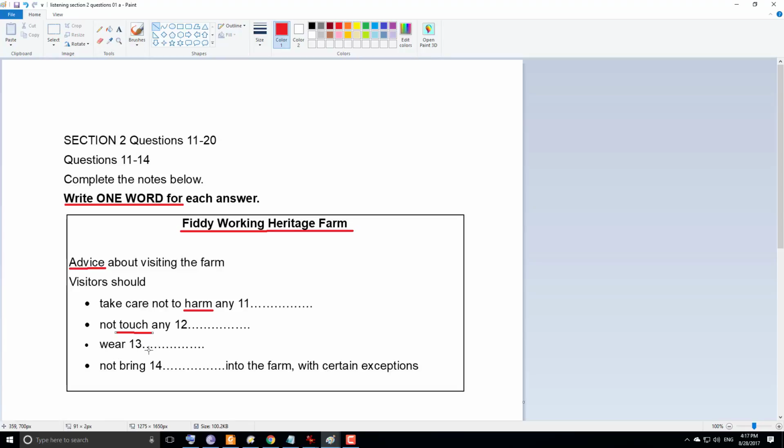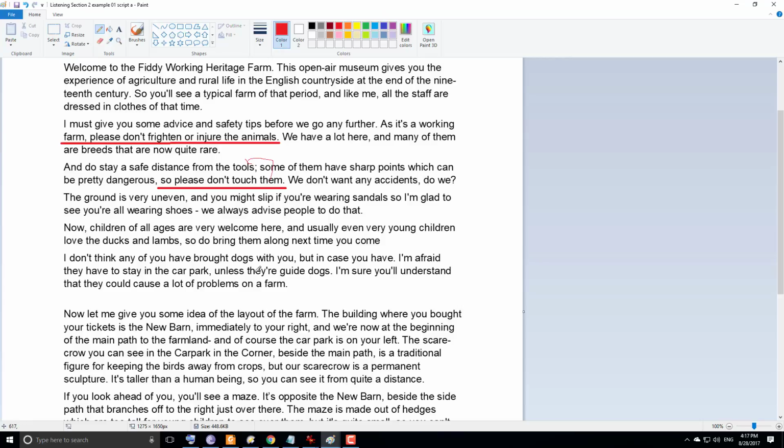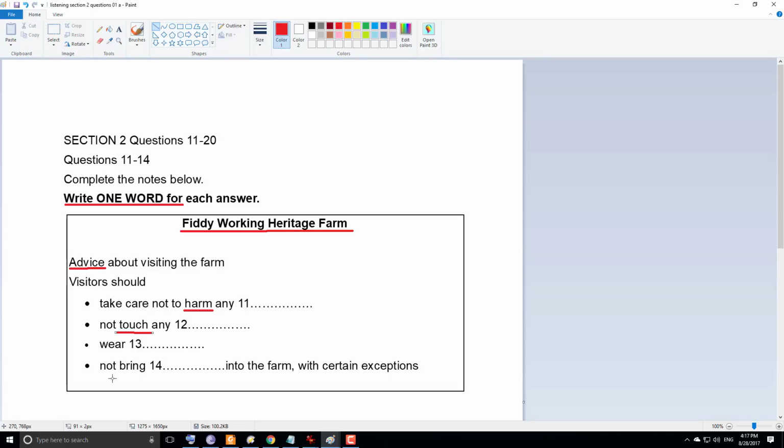Then question 13, where. Pretty simple. If we look at the script, our answer appears right next to the word wearing. Let's move to the last question here. Not to bring something into the form with certain exceptions.